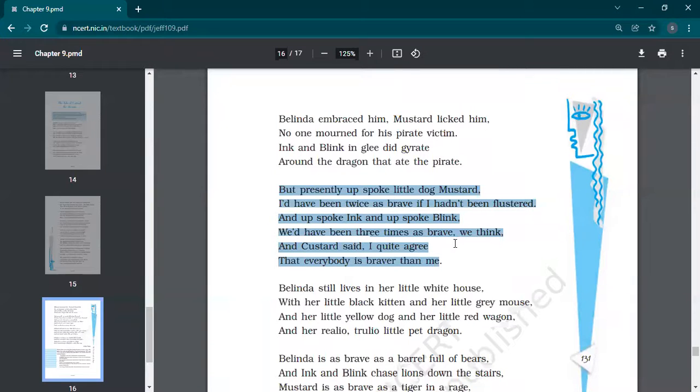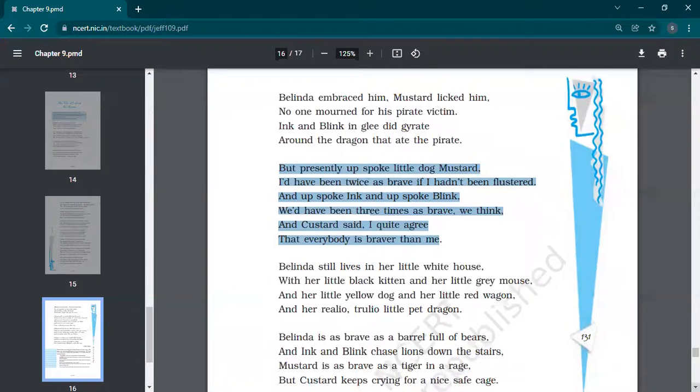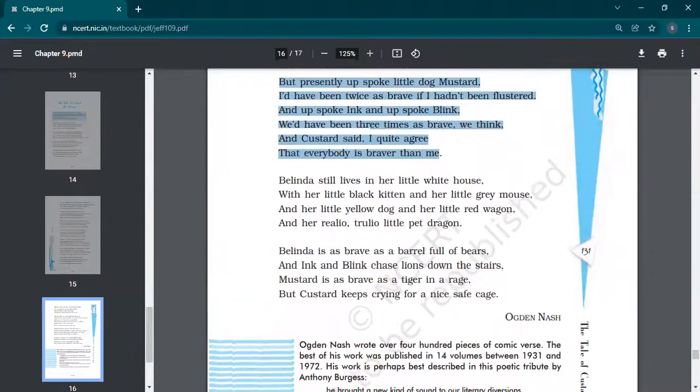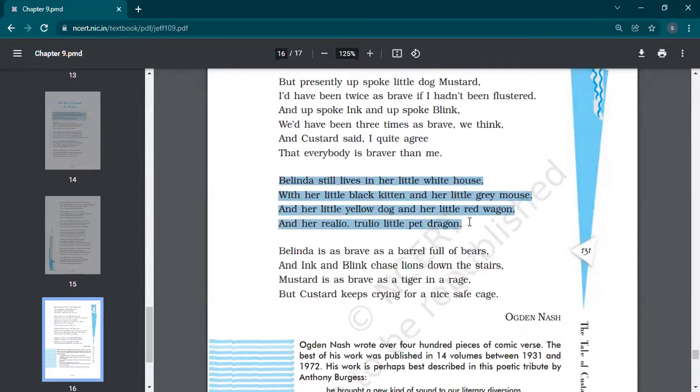And Custard said, okay, I agree. Everybody is braver than me. So I'm not brave, everybody else is. You're braver than me. So this is the quality of a humble person. Humble people will never show off their superb qualities. Even then they are superb people, but they will never say it.